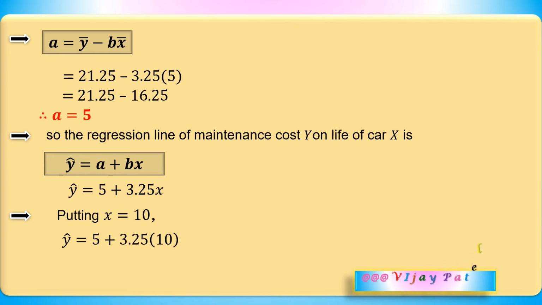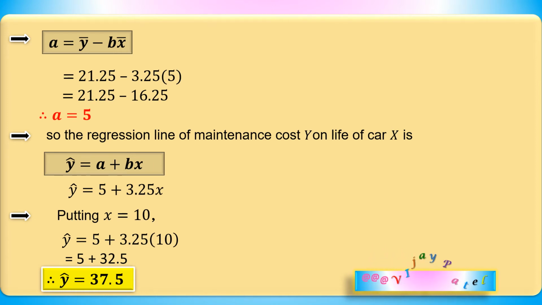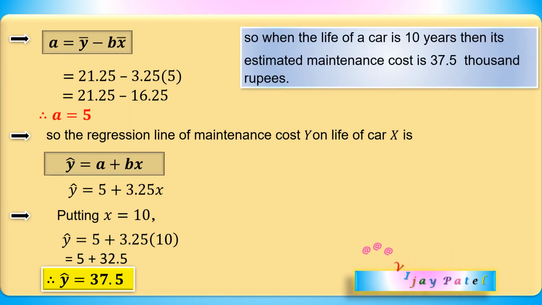Putting x is equal to 10, y cap is equal to 5 plus 3.25 into 10. So 5 plus 32.5, therefore y cap is equal to 37.5. So when the life of a car is 10 years, then its estimated maintenance cost is 37.5 thousand rupees. Here we have to put the unit of the estimated variable y: 37.5 thousand rupees. It is already given in the table.